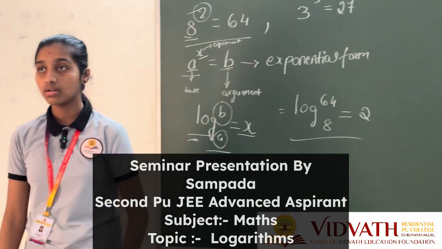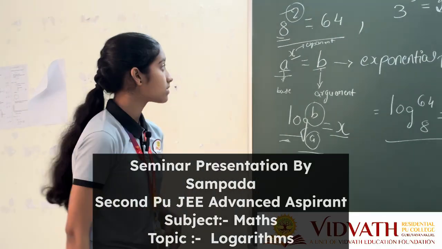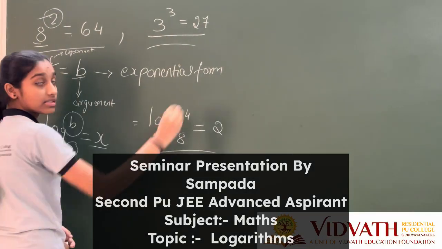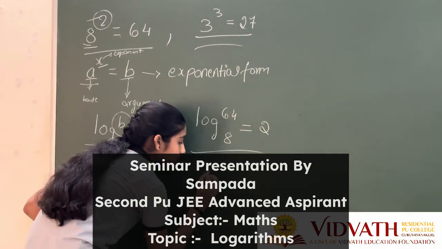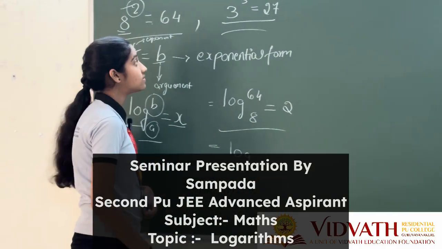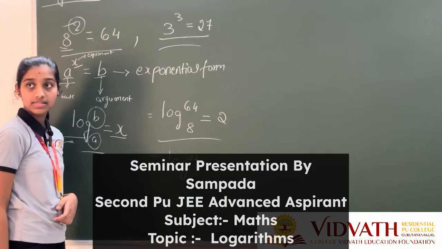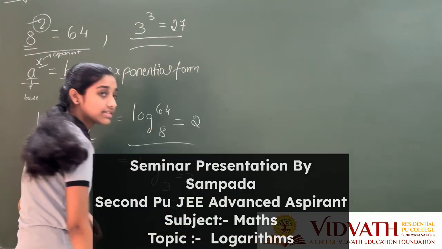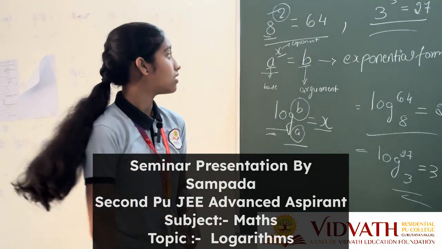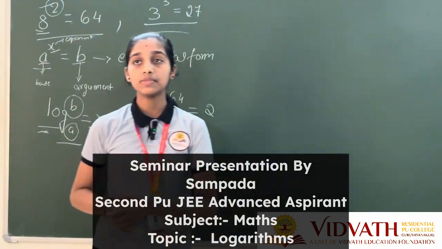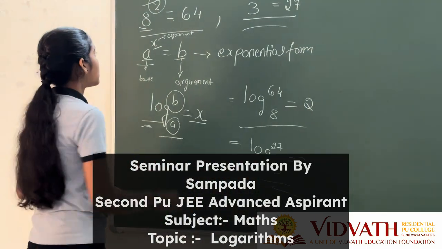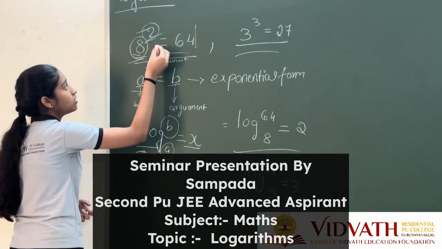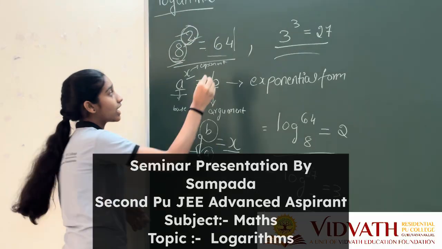Got it? Understand? Apply logarithm to this. Log of to the base is equal to. Got it? Then go with the definition. Logarithm is a number. We can obtain this number by raising the base to some exponent to get the number. Here we are raising the base 8 to the exponent 2 to get 64.